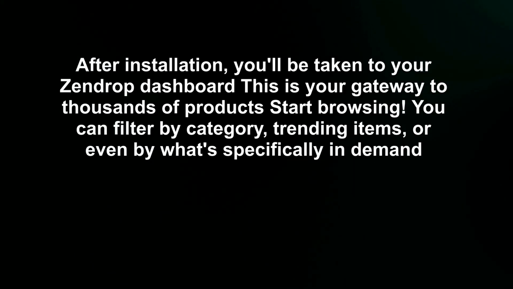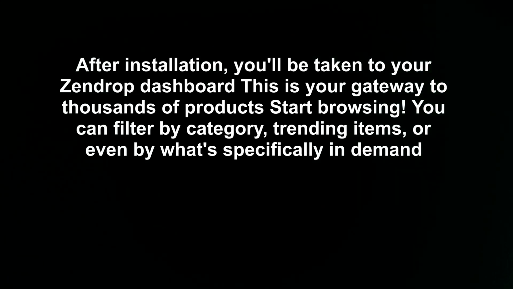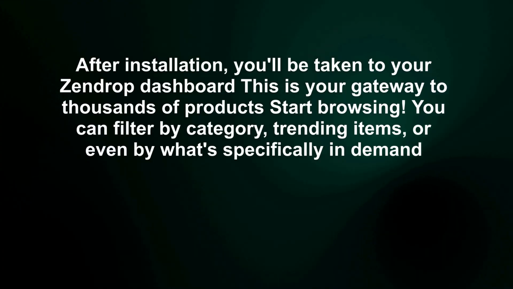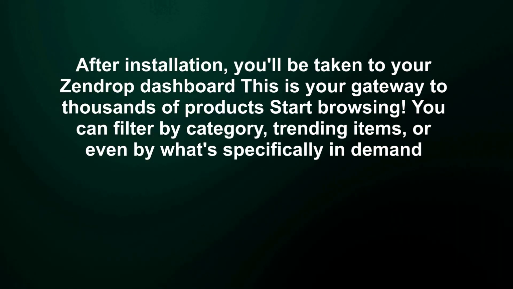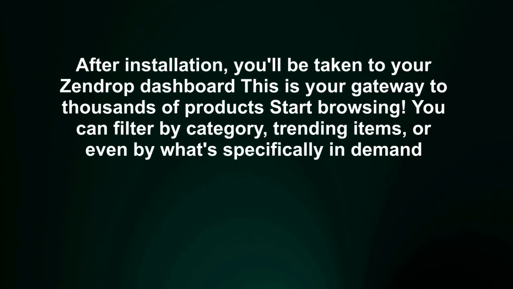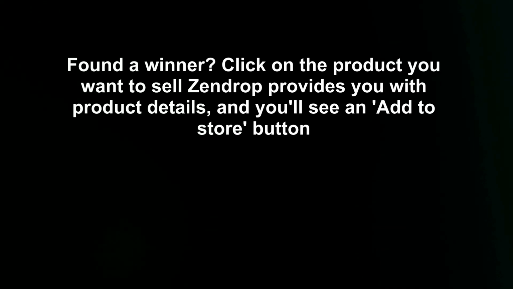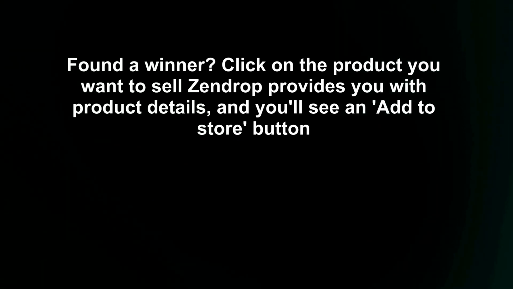After installation, you'll be taken to your Zendrop dashboard. This is your gateway to thousands of products. Start browsing. You can filter by category, trending items, or even by what's specifically in demand. Found a winner? Click on the product you want to sell. Zendrop provides you with product details, and you'll see an Add to Store button.